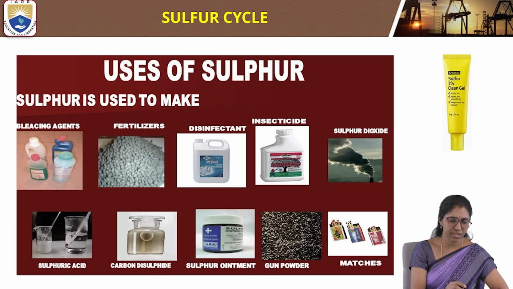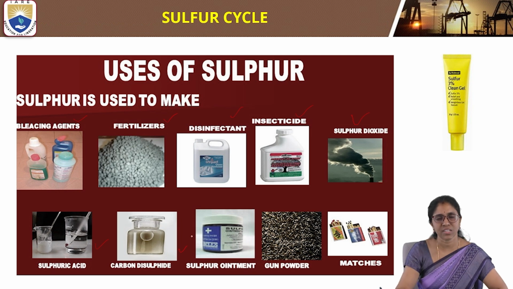We know that sulfur is used as a bleaching agent, to make fertilizers, as a disinfectant, and for making insecticide. Sulfur dioxide is produced from various processes. Sulfuric acid is another form of sulfur, and it is used in various processes. Carbon disulfide is also another form of sulfur.